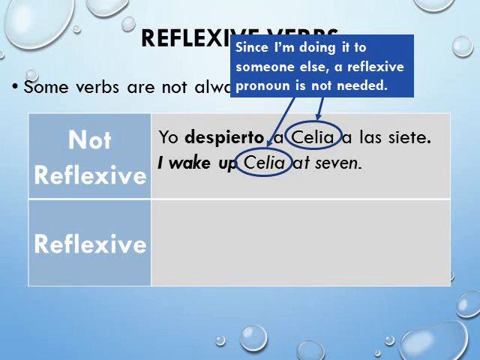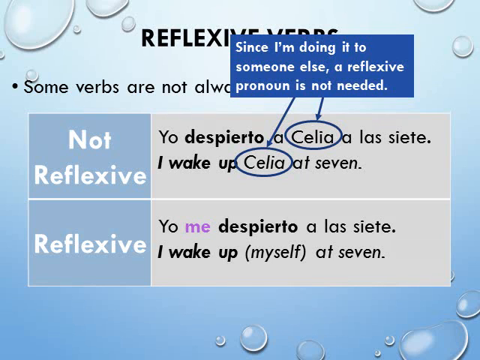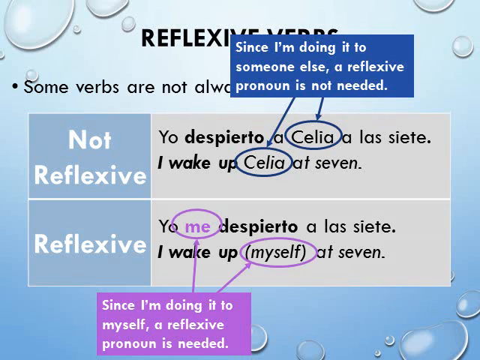Okay? Well, let's take a look at this next sentence. We have yo me despierto a las 7. I wake myself up at 7. Okay? So, since I'm doing it to me, I'm doing it to myself, I am the direct object as well. I have to include that me, right? It is essential that I include that me, so that way I know that I'm doing it to me and not doing it to someone else, okay?